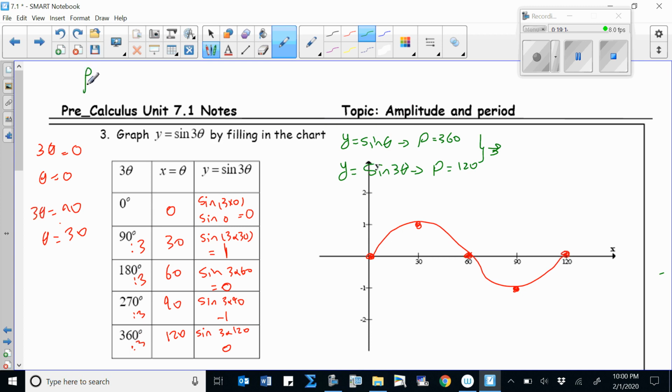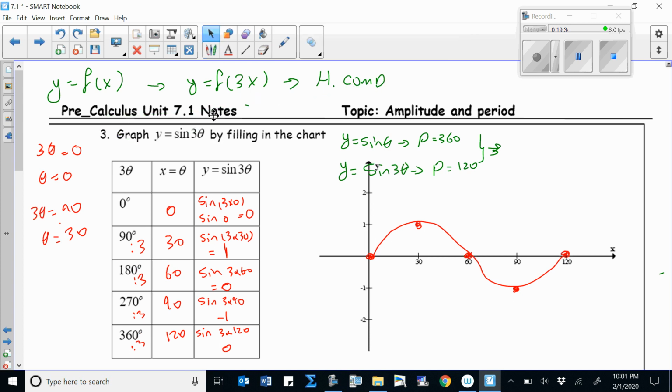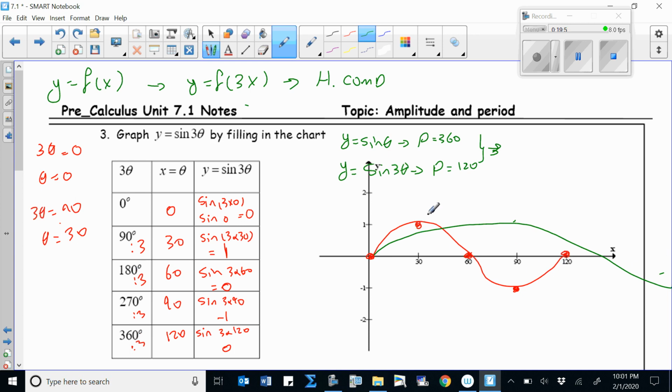We can go back to the transformation of functions, where we knew that if we have y equal to f of x, then y equal to f of, let's say, 3x will result in a horizontal compression. This is what we have learned before. So the same thing is happening here. This function was supposed to be like this with a big period of 360, but now it's changed and now the period is 120.